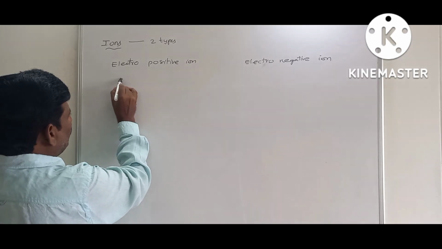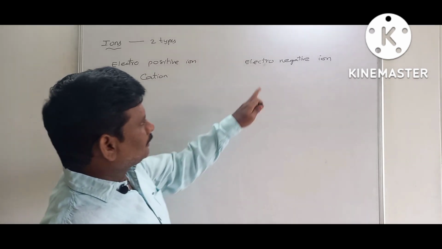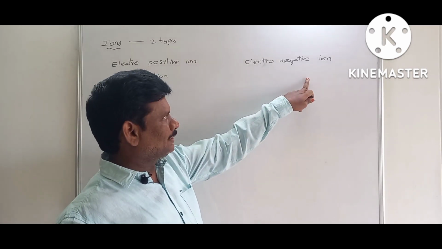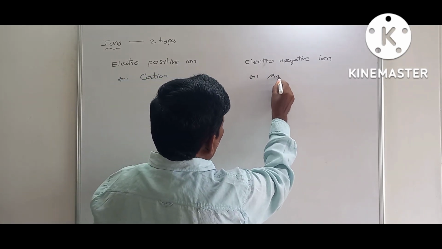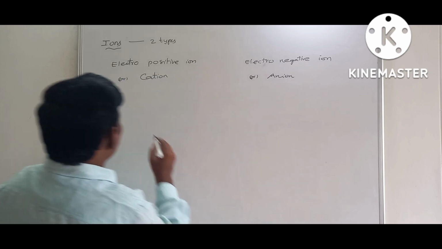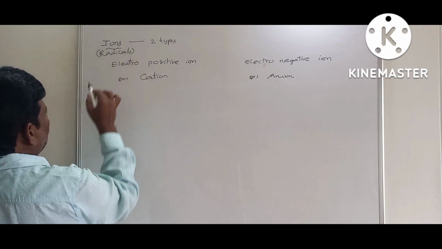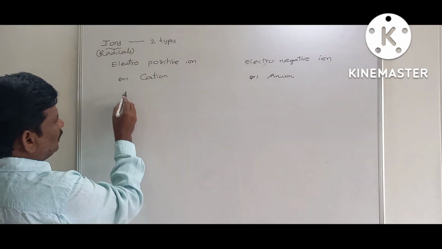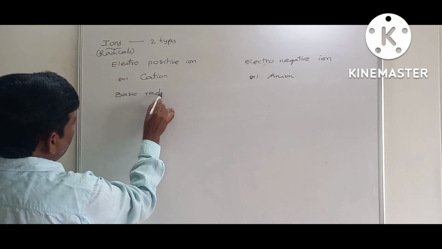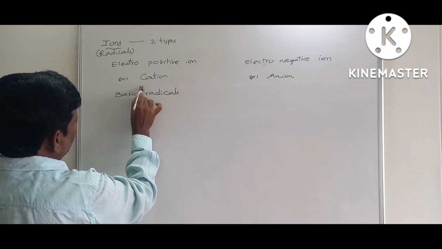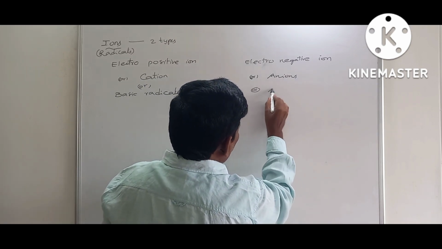It is also called a cation. The ion which has a negative charge on it is called an electronegative ion. It is also called an anion. Ions are also called radicals. A cation is also called a basic radical, and anions are also called acidic radicals.